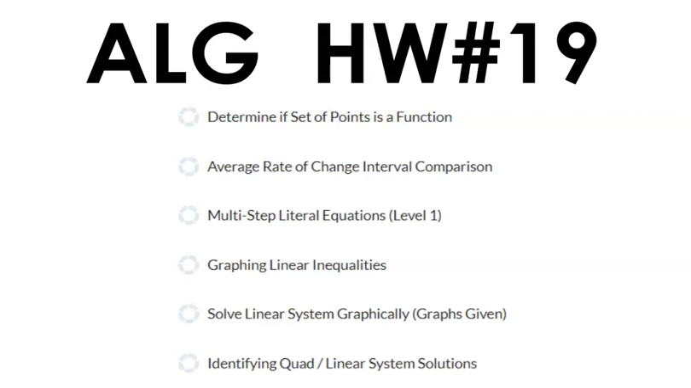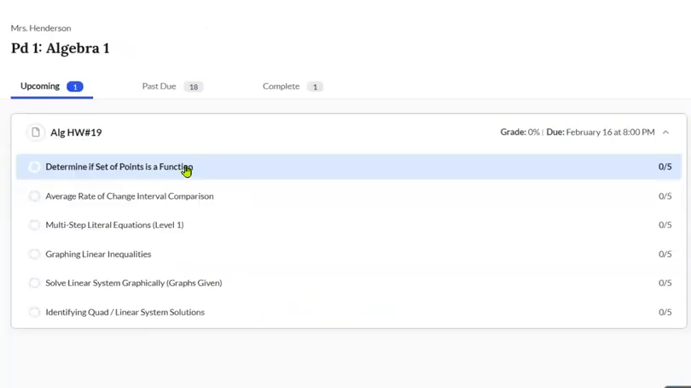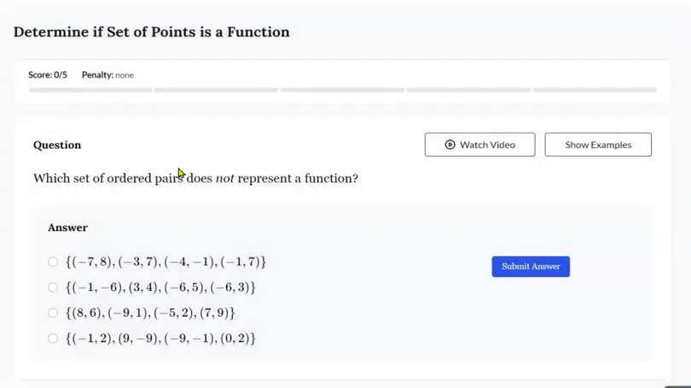Let's take a look at the questions on homework number 19. First, we'll determine if a set of points is a function. Remember that the definition for a function is that each input can only have one unique output, or no repeating x values with different y values.